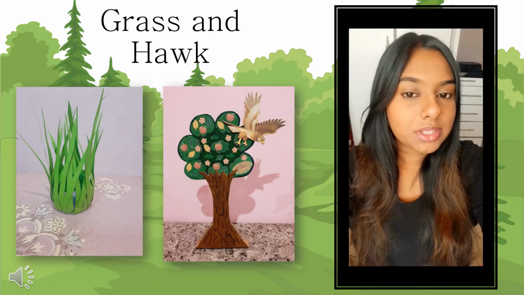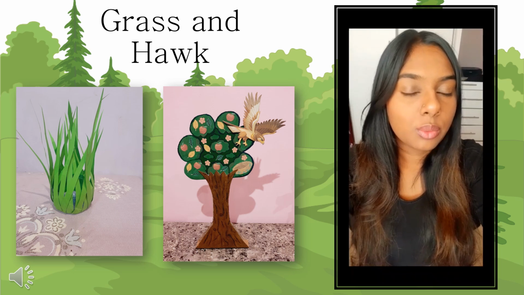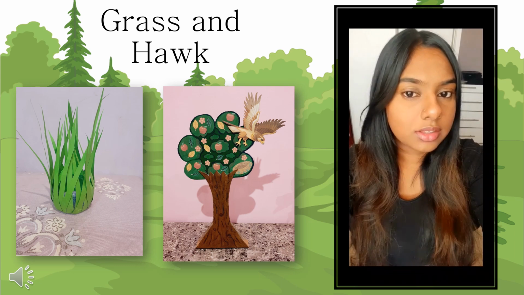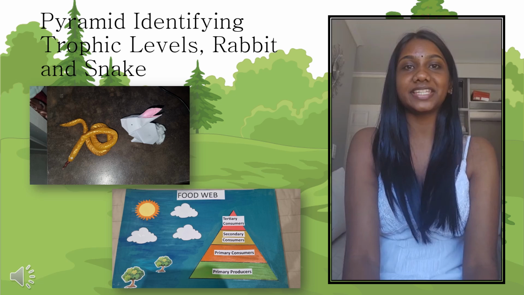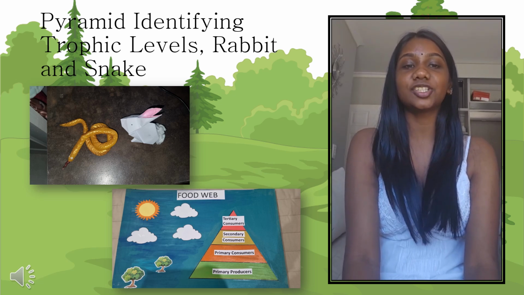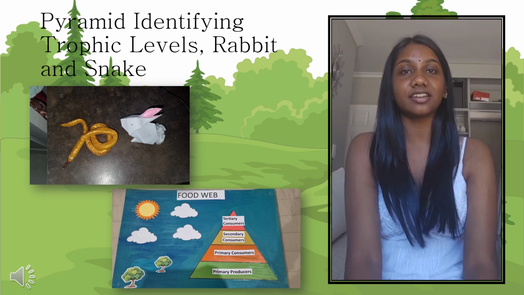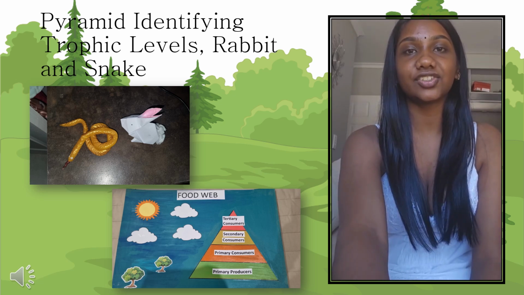My name is Prasanta Kavanda, and I created a tertiary consumer, which is the hawk, and a producer, which is the grass. Good day, my name is Mia and I made the snake and rabbit. I also made labels for the animals which match the pyramid to identify which trophic levels the animals are in. For example, the snake has a yellow label which indicates that it is a secondary consumer.